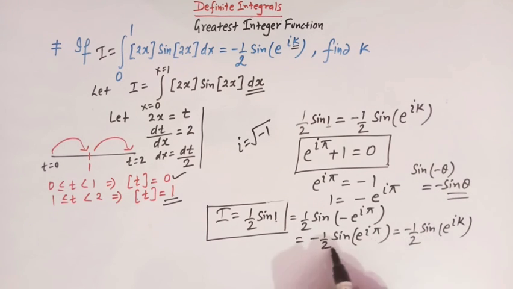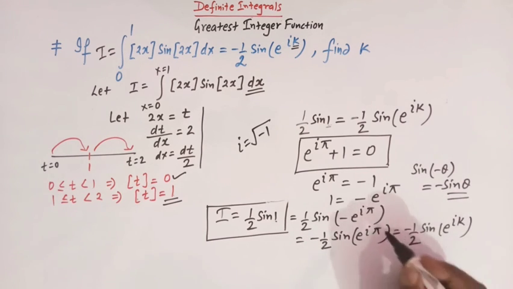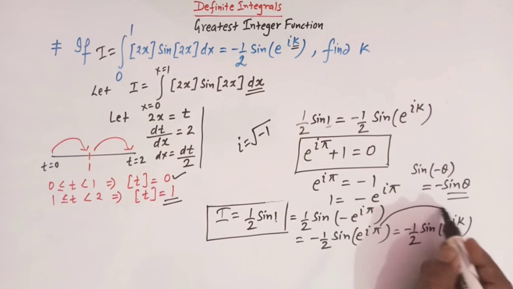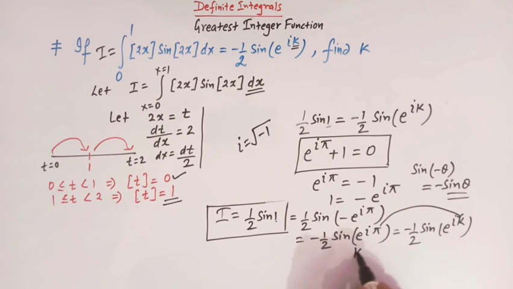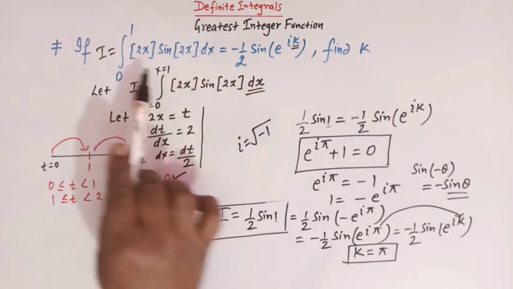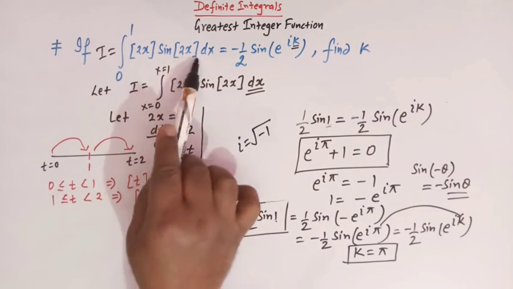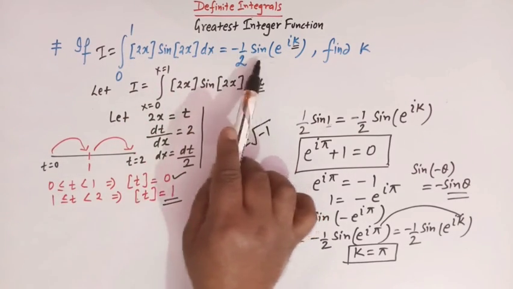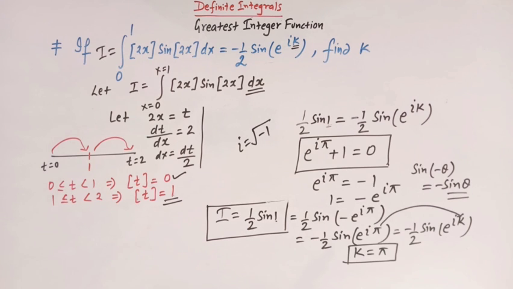Now if we compare these two expressions, we get the value of k as pi. So viewers, this is how we find the value of k when the value of this integral is equal to this expression. This is how we solve this important and conceptual problem.